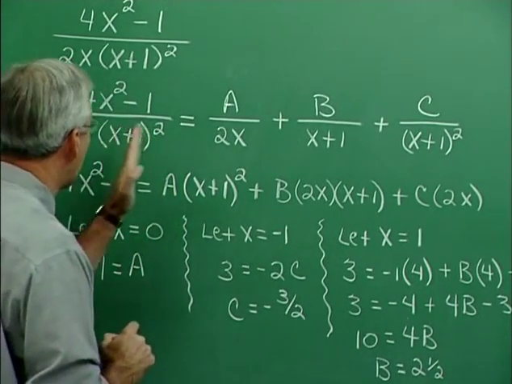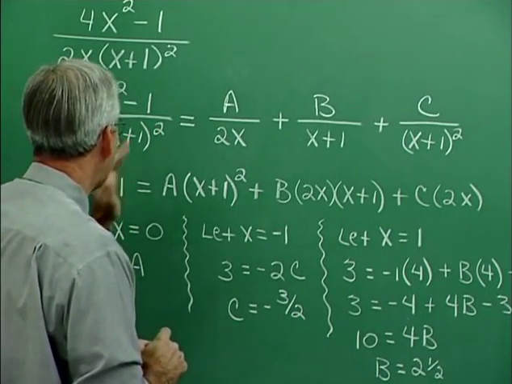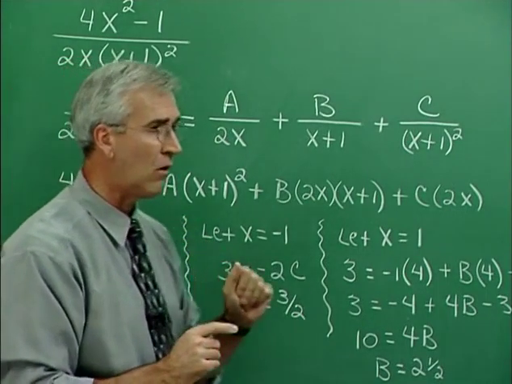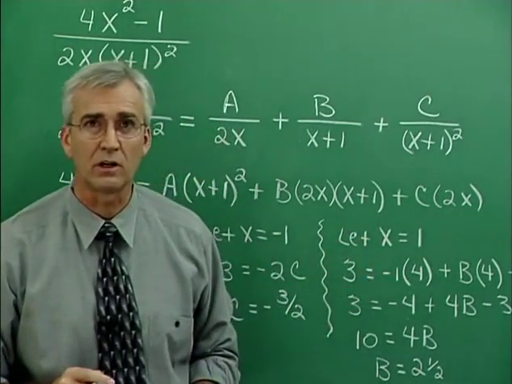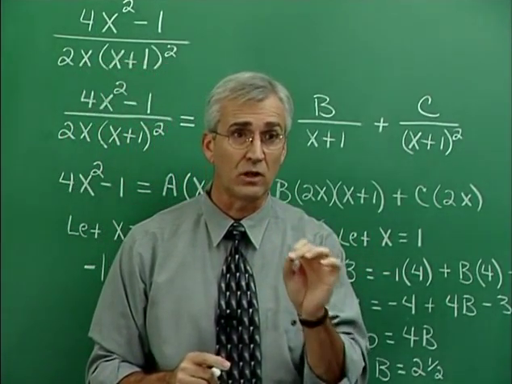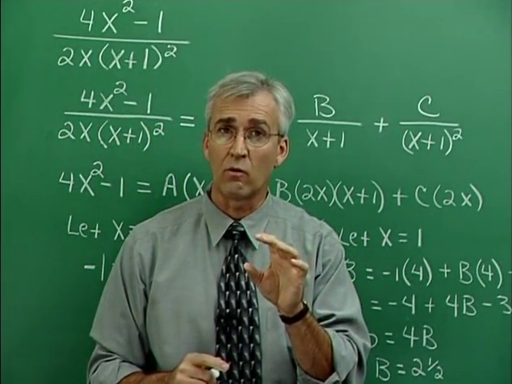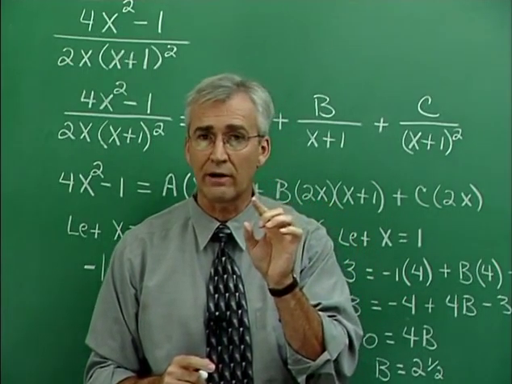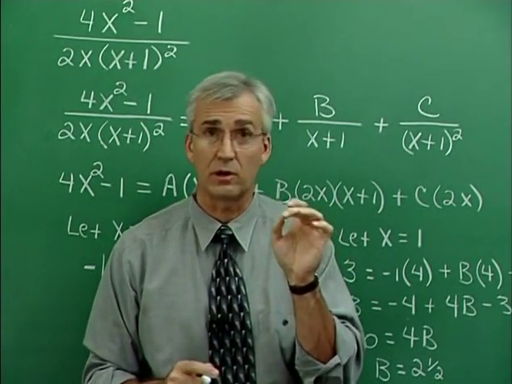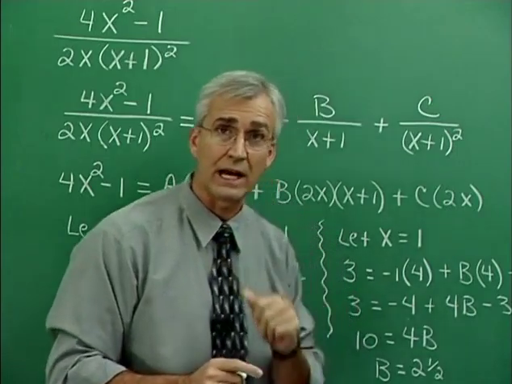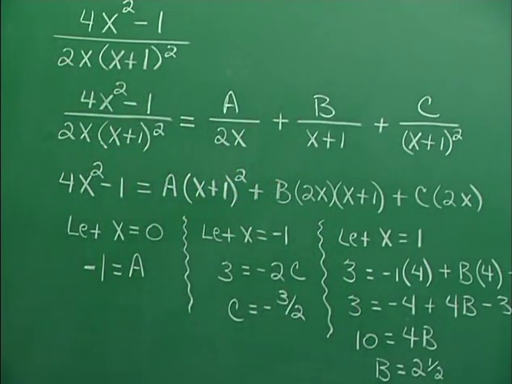You see, if we had a 4th degree factor here, or a factor to the 4th power, 4 factors of x plus 1, we would have to have x plus 1 in the denominator of one partial fraction, x plus 1 squared in another, x plus 1 cubed in another, x plus 1 to the 4th in another. That's the idea. Okay, now we proceed as we normally would.